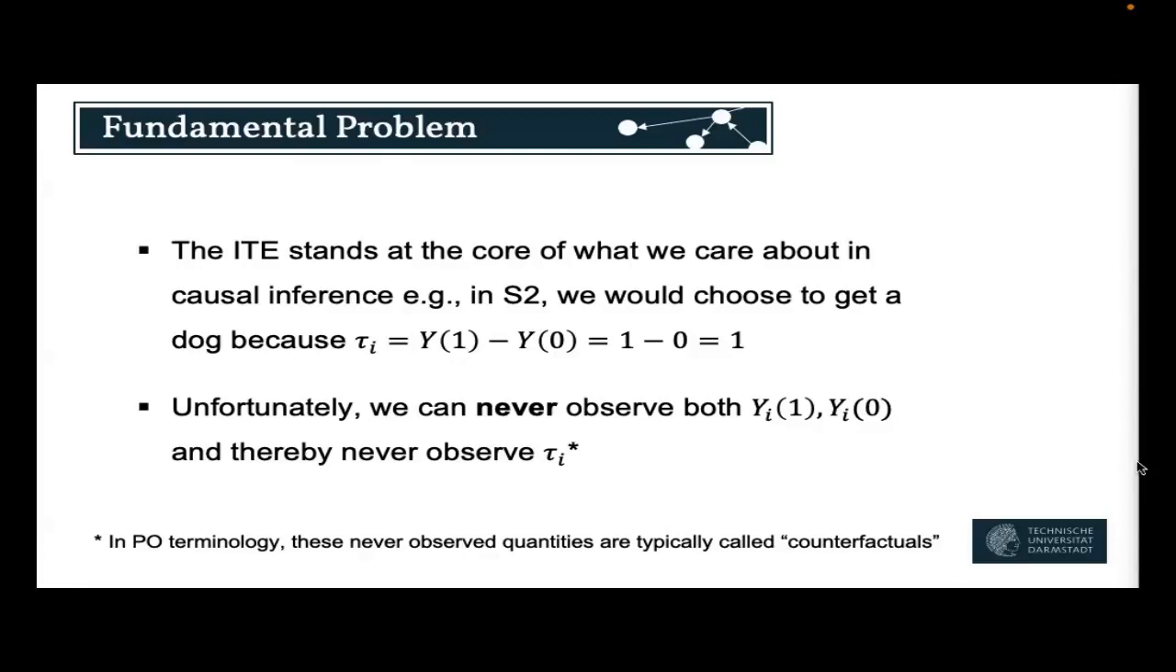Something changes. It's not the original copy, so to say. And as a consequence, you can never actually observe this tau i, which we define, right? So remember, what you see above is just from scenario 2. You get a dog, you get happy. You don't get a dog, you're not happy.